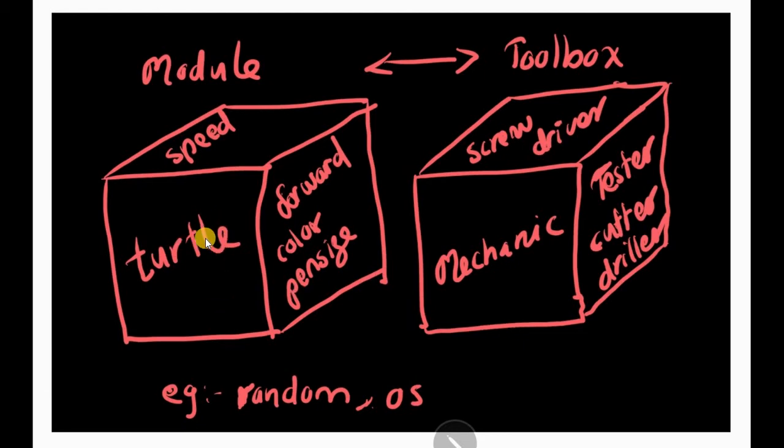Now in this we are importing turtle. There are many other modules also in Python like random and OS. In case of random, it is used for taking random integers. For taking random integers, we can import random. In that, there is a function called randint for taking a random integer. Like that, the OS module is an operating system module. By importing the OS module we can use different functionalities related to the operating system.